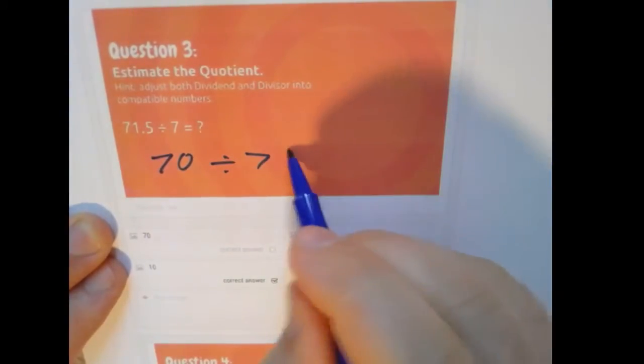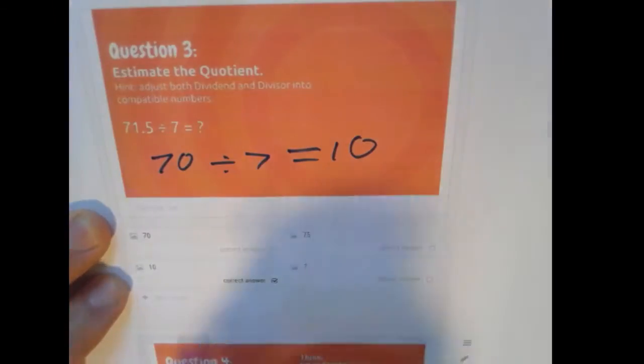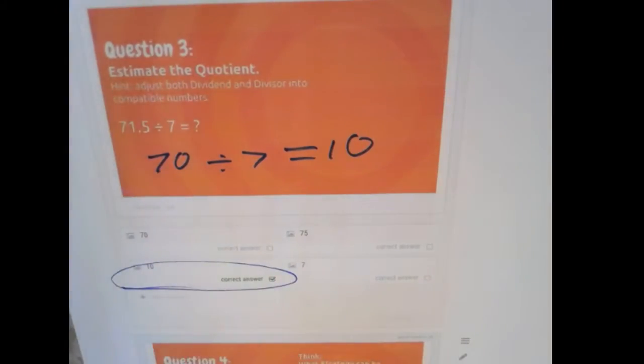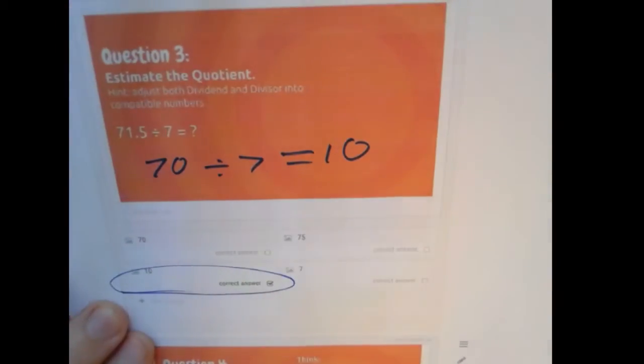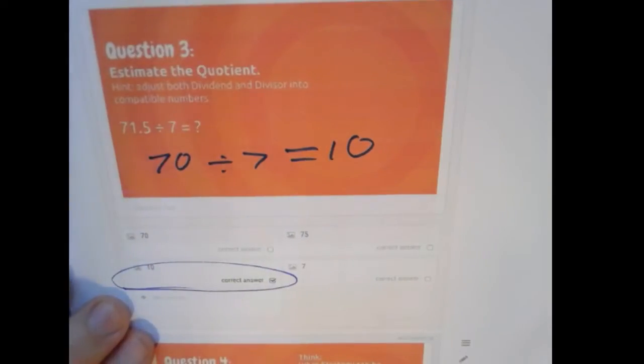Okay, let's estimate the quotient. So if we want to find compatible numbers, 71.5 divided by 7, what if we did 70 divided by 7? And that'd give me 10. See, it's much easier to do our mental math if we just make a very small adjustment. Of course, we don't get an exact answer, but we don't always have to get an exact answer, as long as we have an idea of the problem that we need to solve.